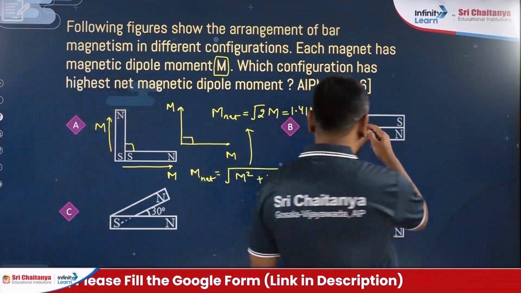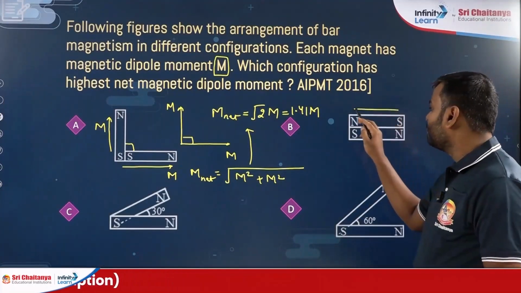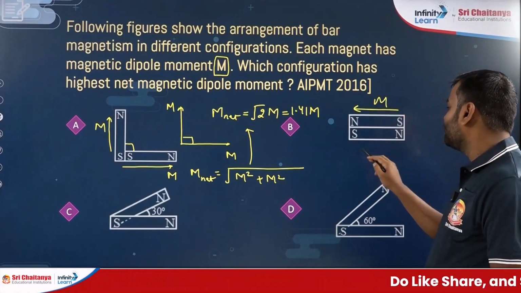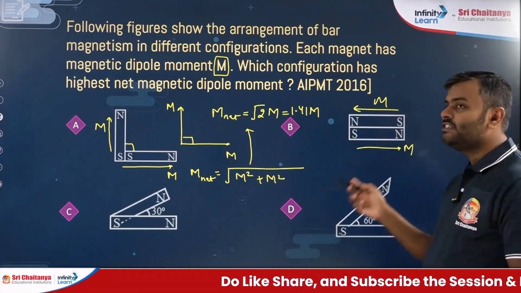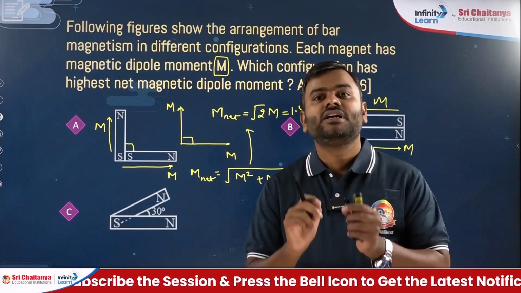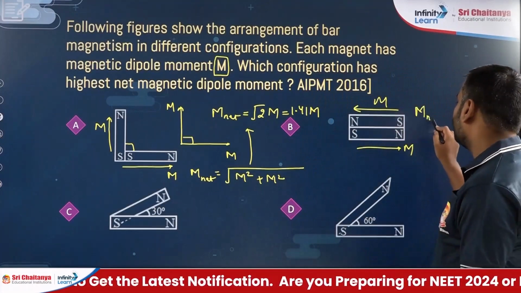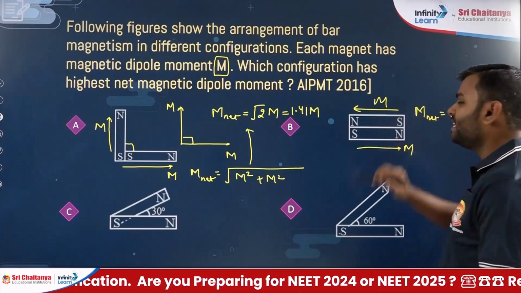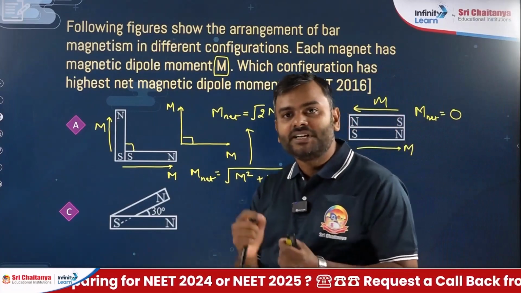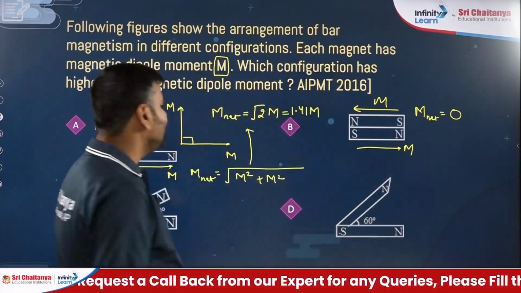After that, we can see this configuration. In this particular configuration, we have magnetic moments opposite to each other. One is in this direction, one is in this direction, and since both magnetic moments are in opposite directions and their magnitude is also the same, in that particular case, what will be the net magnetic moment we will get? 0. So once we got the net magnetic moment 0, let's move to the next one.